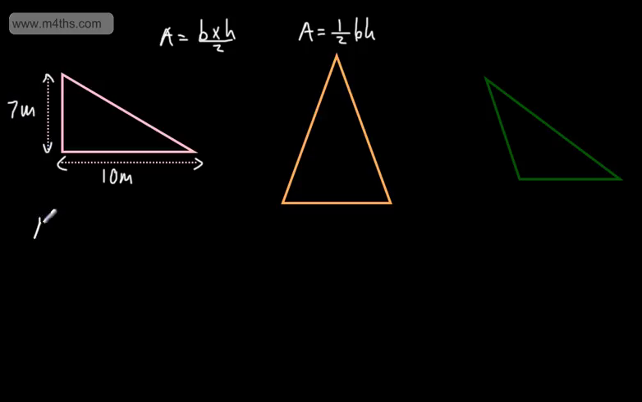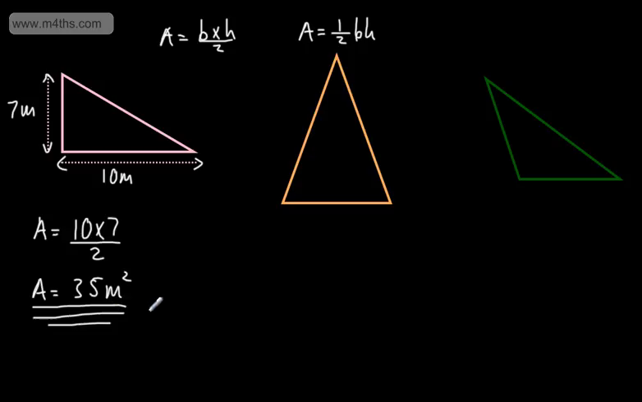To find the area, we would simply do 10, that's the base, multiplied by 7, divided by 2. We divide by 2 because, of course, this is half of a rectangle. So the area is going to be 70 over 2, so that's 35, and the units will be meters squared. So nice and straightforward. I can do that because I have the base and a perpendicular height.